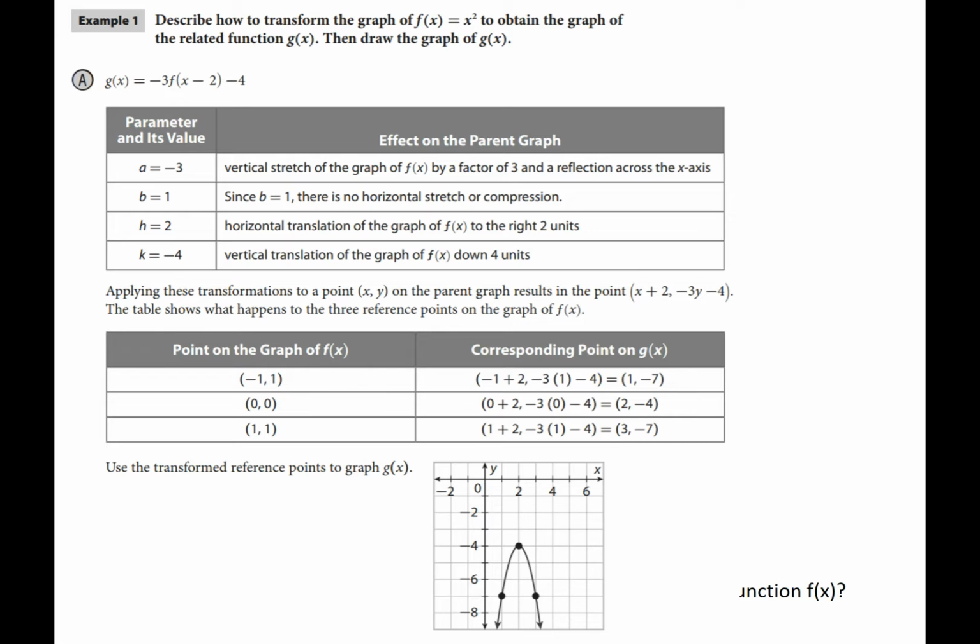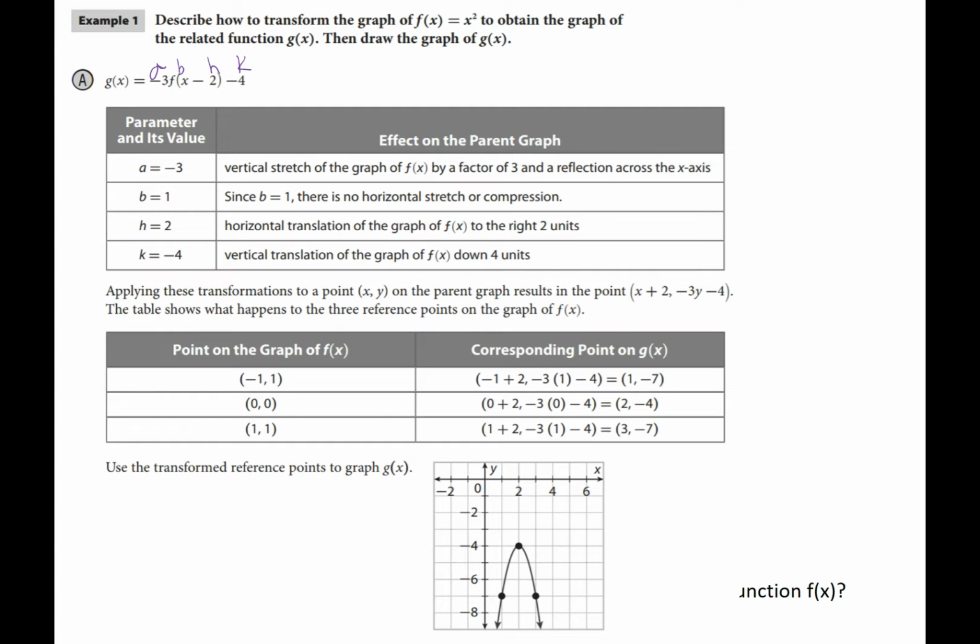Okay, so we're going to describe how to transform the graph of f of x equals x squared to obtain the graph of the related function g of x. We're supposed to draw the graph of g of x. So they have actually stepped through all of this for us. We're going to go through and look at it, and then we'll try one together. They basically took this function that they gave us. So here's our function. Remember, we've got the a value, the b value is in front of the x, and it's an h and a k value.